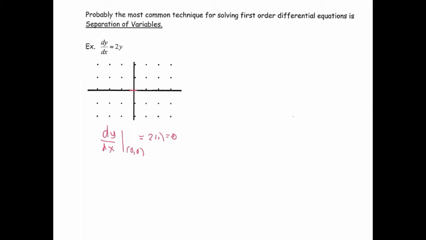Now, one thing you may notice is that that was (0, 0), but all that was important was that the y coordinate was 0. So any point on this grid where the y coordinate is 0 is going to have a slope of 0. So that's all along the x-axis.